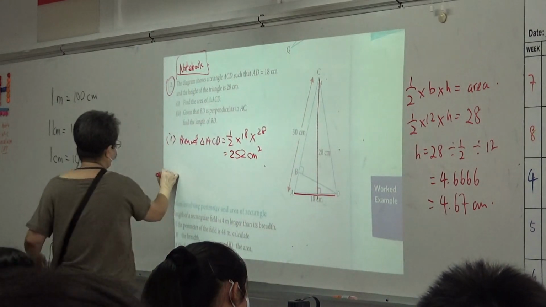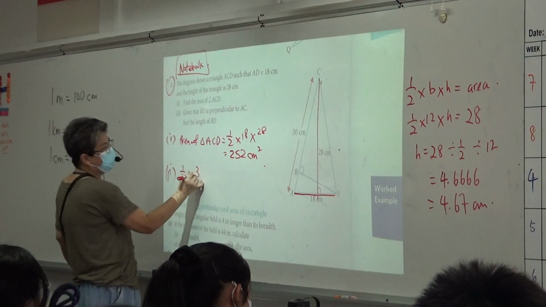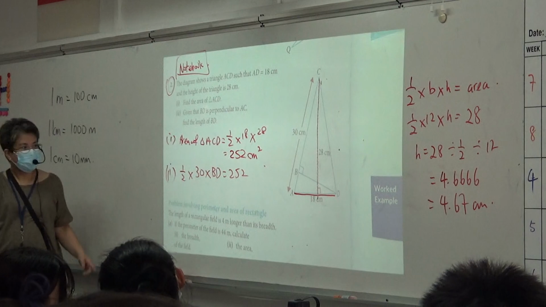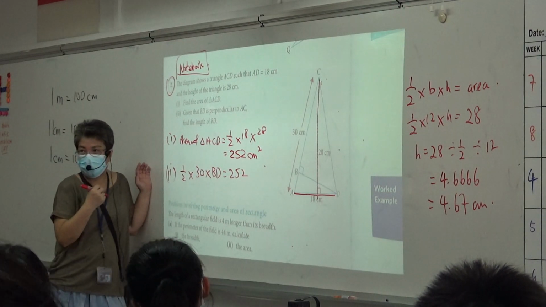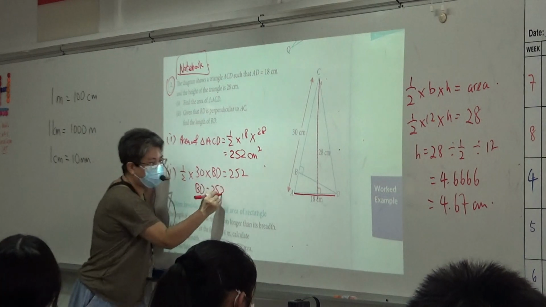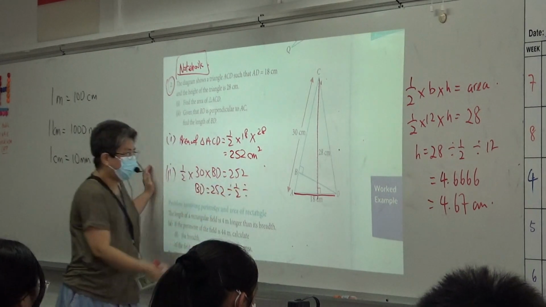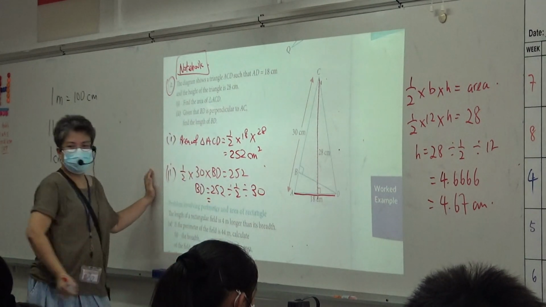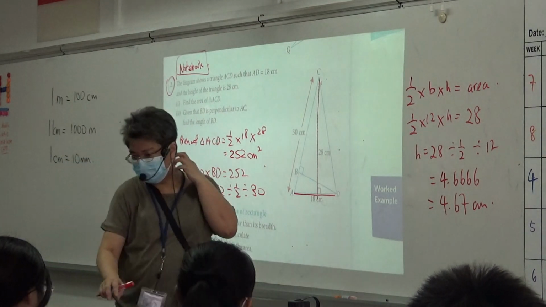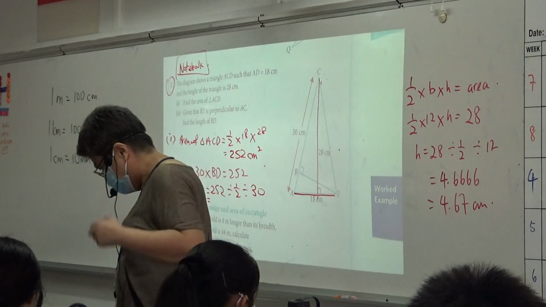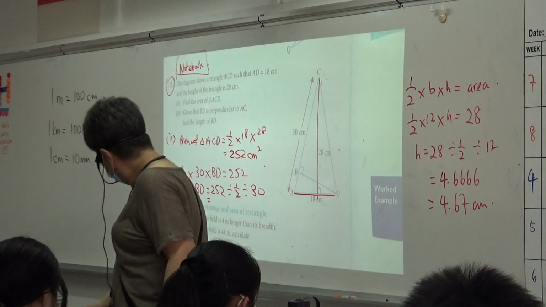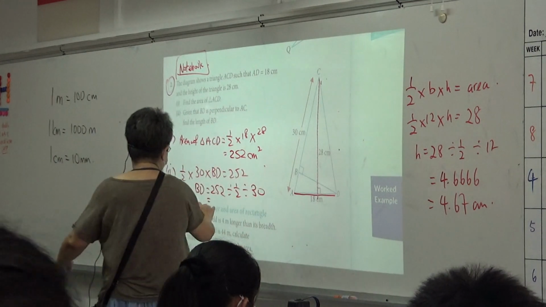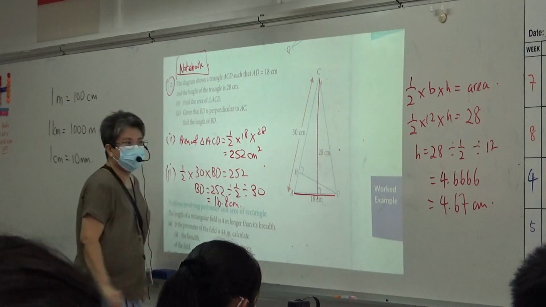So, part 2. Half times 30 times BD must give me 252, right? What is my aim? Find what? Okay, find BD. Will be 252 divided by half, divided by what? 30. Okay, very good. Tell me the answer. Is it exact? It's an exact answer. 16.8, right? So this will be 16.8 cm.